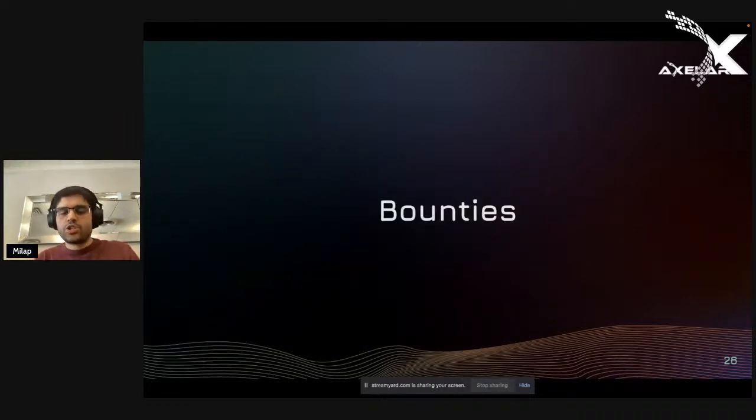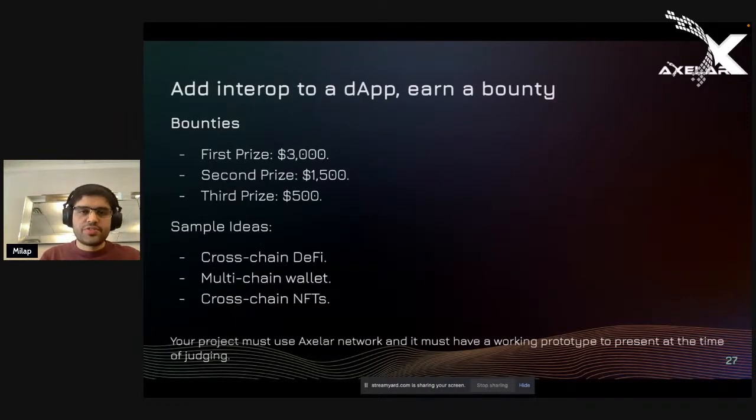All right. And then going to the bounties for the hackathon, right? We'll be providing a total of $5,000 worth of bounties. The first prize will get $3,000, and then $1,500 and $500 respectively. And some sample ideas were already mentioned, right? Users can build a cross-chain DeFi platform that allows anyone to swap from different chains for an asset they provide.